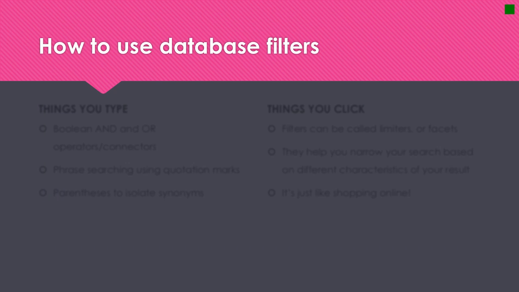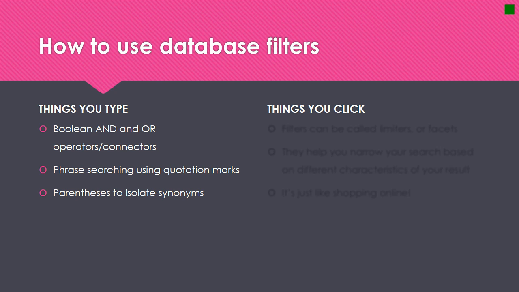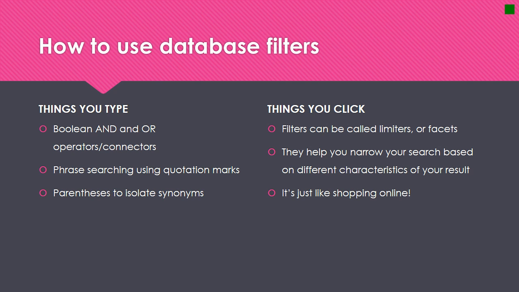It may be useful to think about database search skills in two categories: things you type and things you click. We've already talked about the things you type, like Boolean operators, quotation marks, and parentheses. So let's look at filters. There's good news. If you have shopped online, you already know how to use filters. When you are on Zappos.com and click your shoe size, type of shoe, and color, you're clicking on certain characteristics that you want in your result.